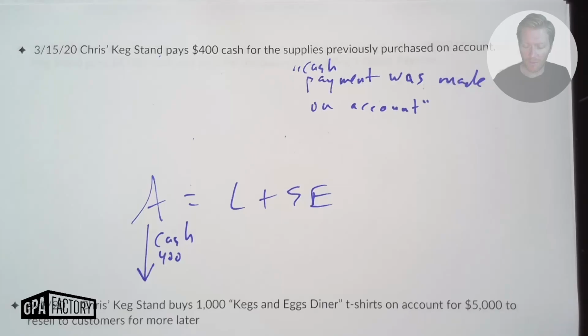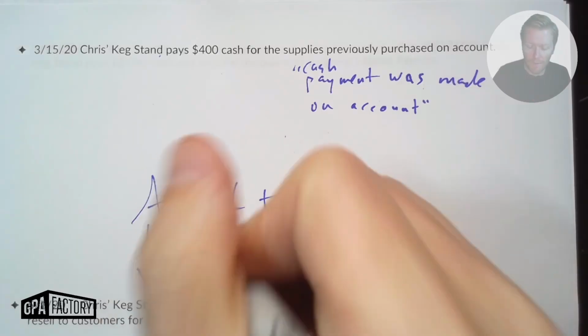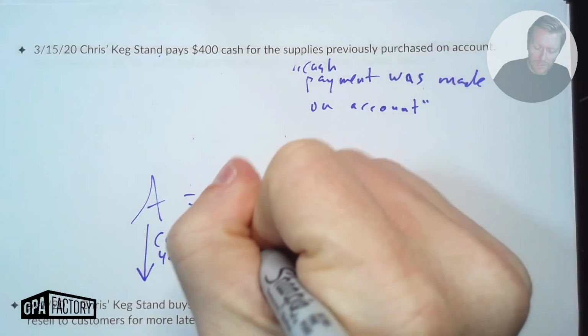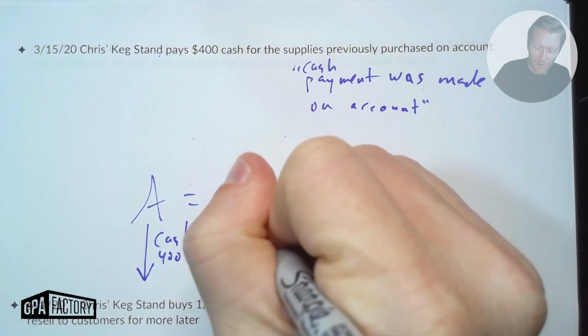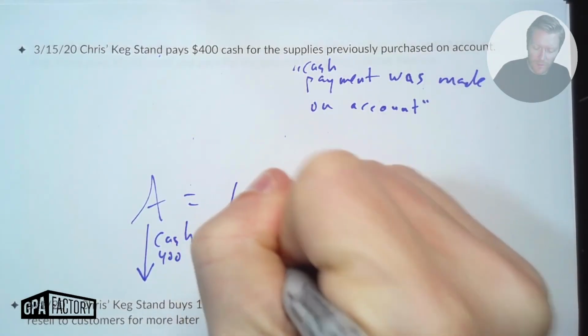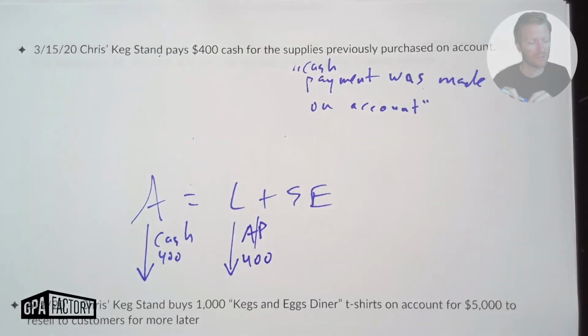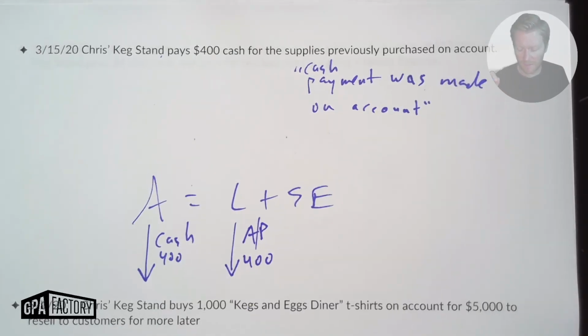They were accounts payable. Well, now that's no longer a liability. We no longer owe that money. So that means that our liabilities, our accounts payable, are going down by 400. So accounts payable going down by 400. And that remains in balance. We can move on to the next one.